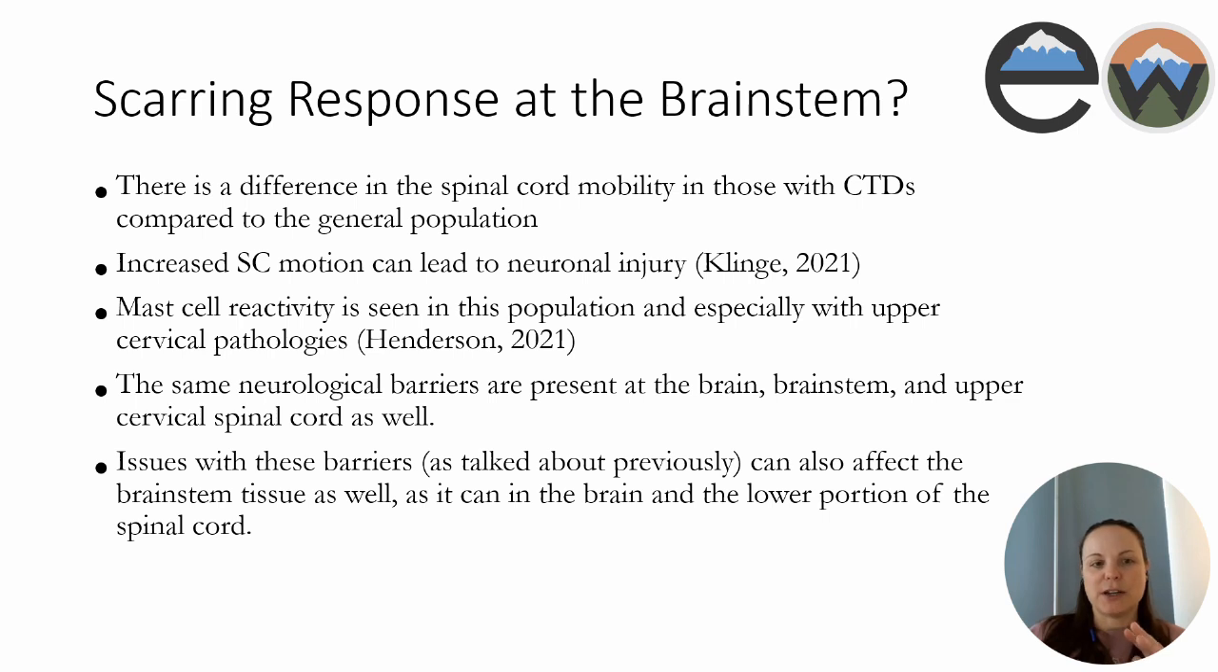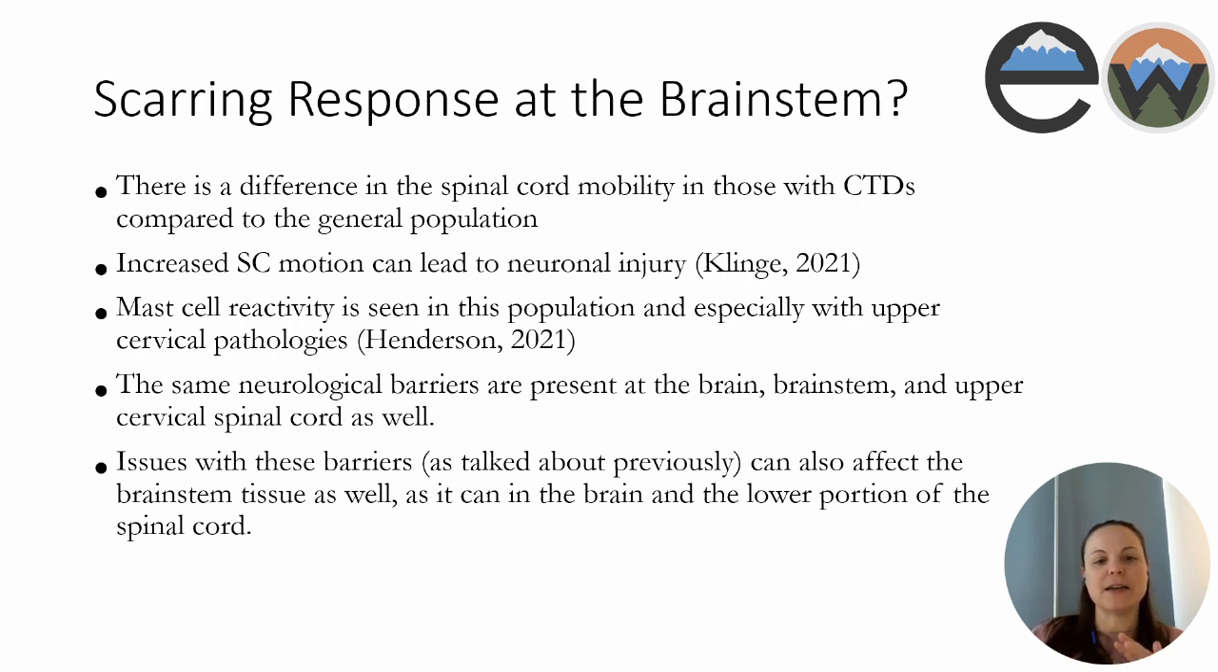Interestingly, too, as we're talking about why is there scarring? Why are there adhesions happening around the brainstem? Why is this building up in that area? From another article that talks more about upper cervical pathologies, we see much more mast cell activity within that population. In fact, most people in our connective tissue population that have upper cervical issues have mast cell issues. So again, we're not talking about who's the chicken or who's the egg, but we're certainly seeing them together.